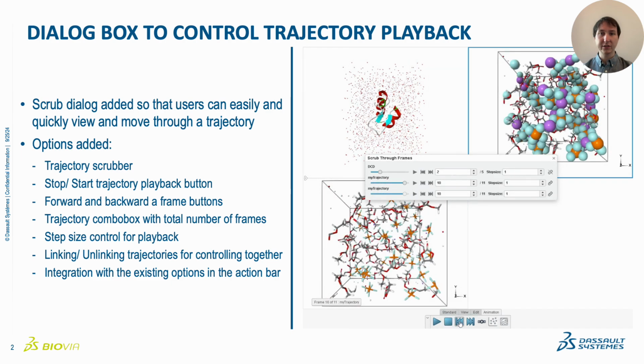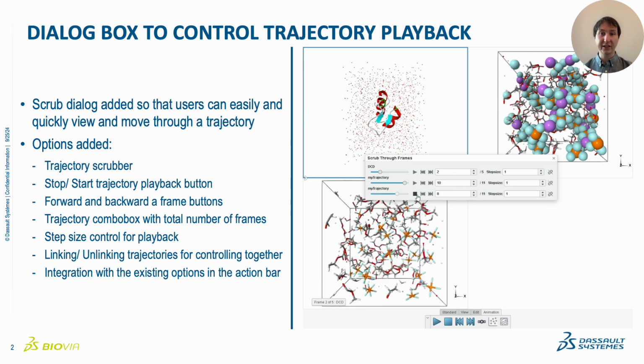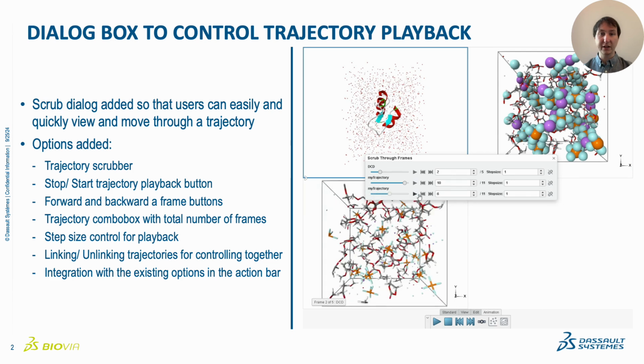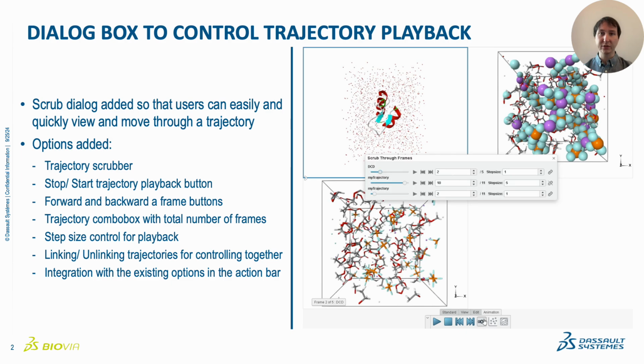The dialog also allows you to link trajectories together if multiple are displayed and available. Linking trajectories together syncs their control and playbacks together. The dialog is also integrated with the existing action bar playback options. The dialog also saves the last step size you chose and if the trajectories were linked together, and it reflects the current frame you are viewing.